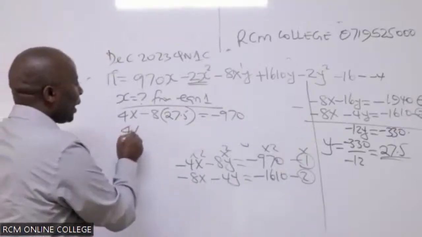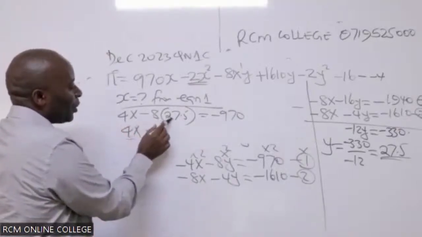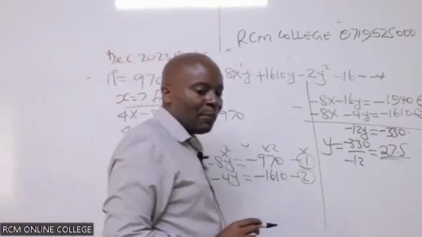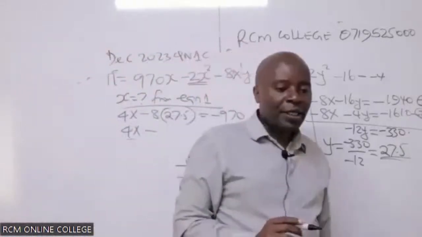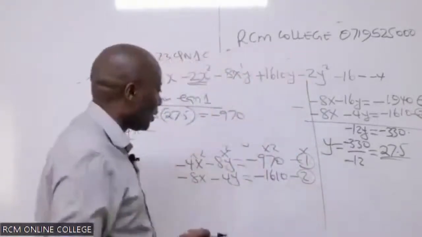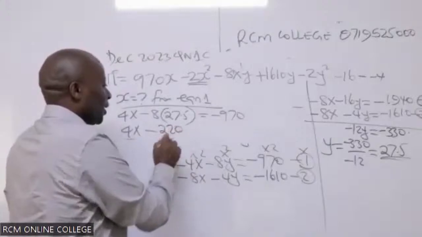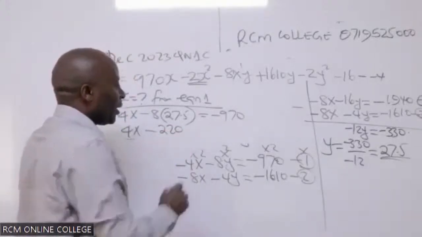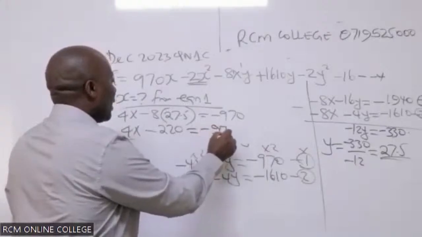So then 4x, who can give me this 8 times 27.5? Is there somebody who can give me 8 times 27.5? I'm almost being left alone here. Is there anybody who can give me? So Migishi, this must be a very good student. She's giving me 220. Sylvia, thank you so much. Minus 220 like that, equals minus 900 what here?